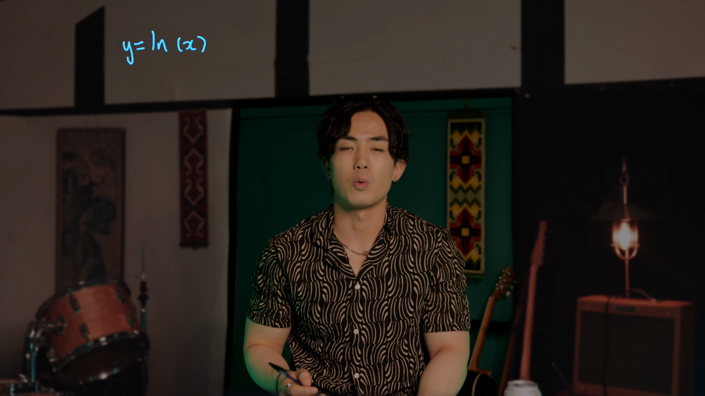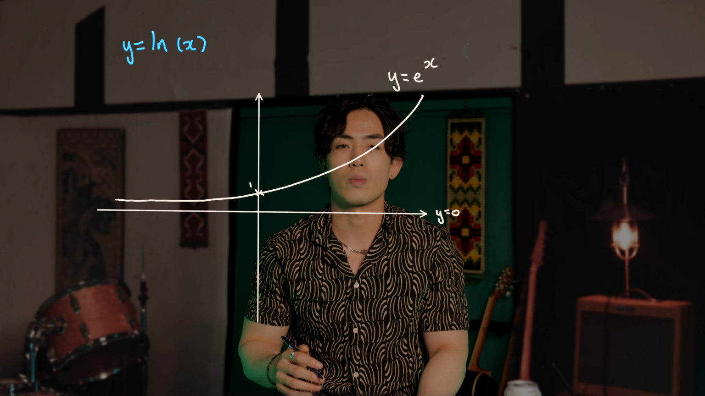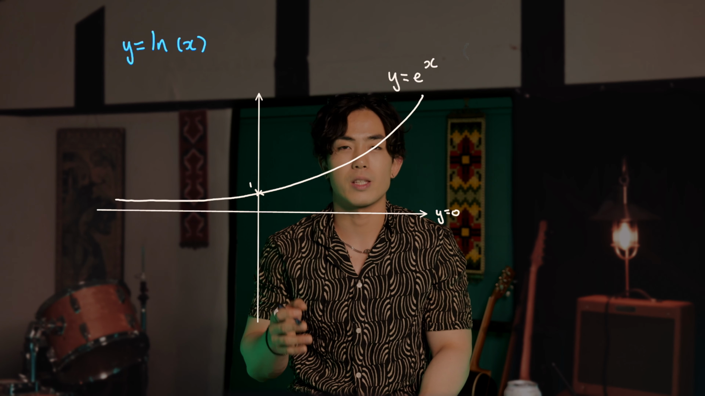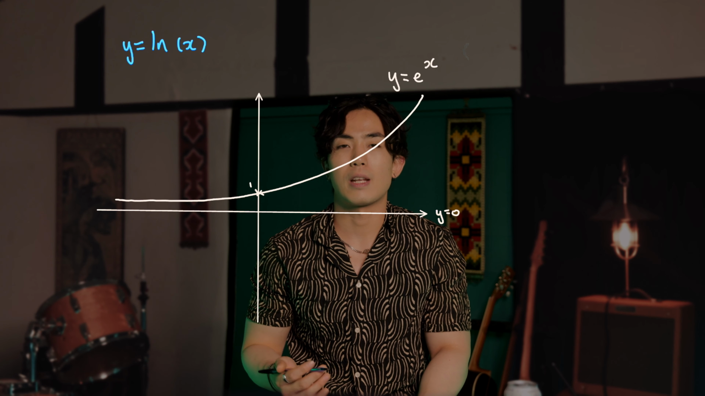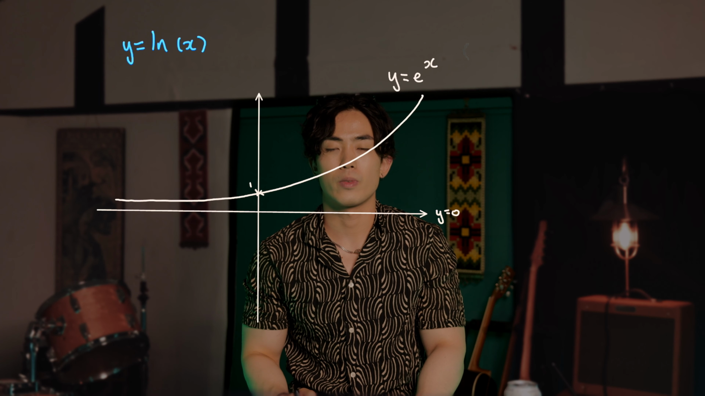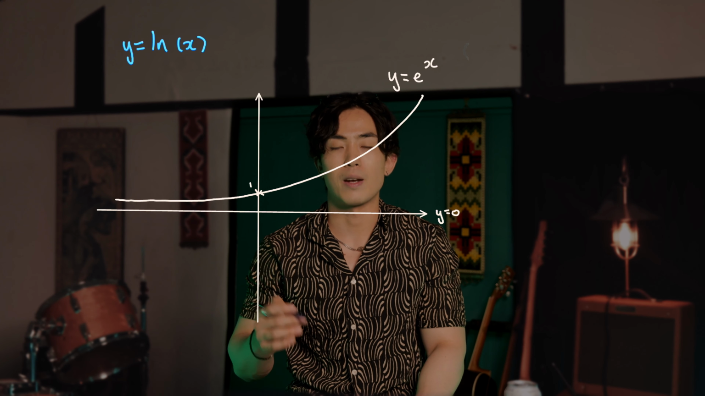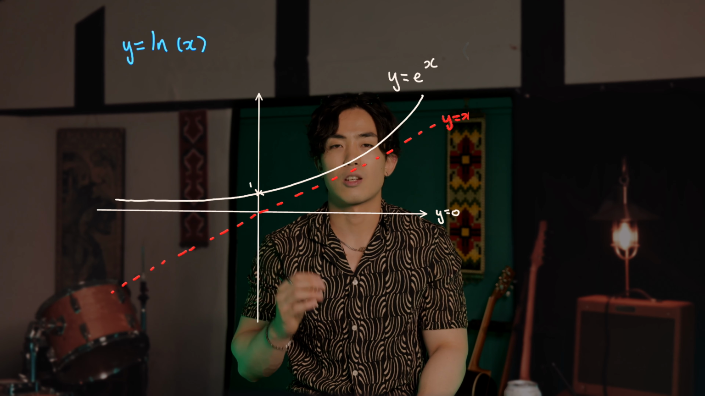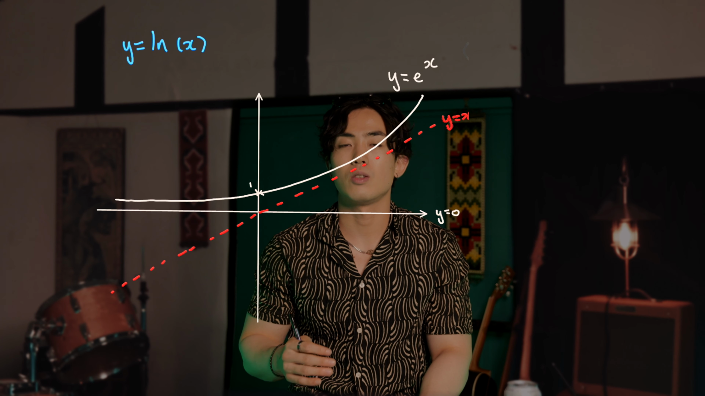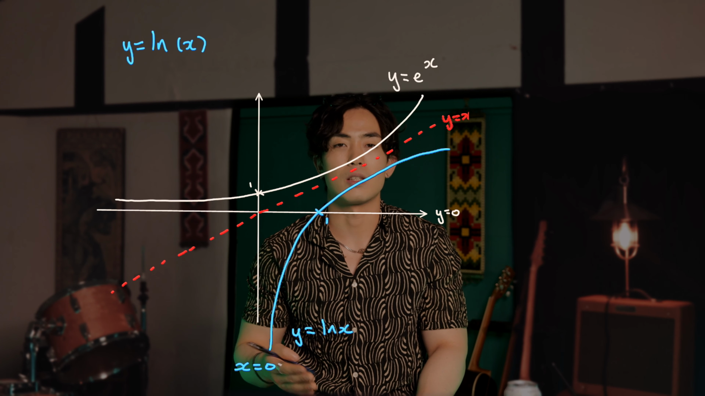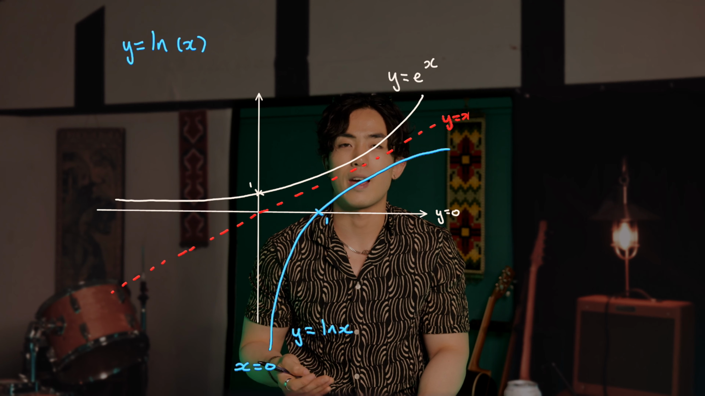So we know the graph for y is e to the x will look something like so. We know it's going to pass the y-intercept at (0, 1), and we also know that it has an asymptote at y is 0. Now remember, for an inverse function, all we need to do is reflect the graph in the line y is x. So if I sketch the graph y is x and I reflect it, it will look something like this. And this is going to be the graph for the function y is ln x.